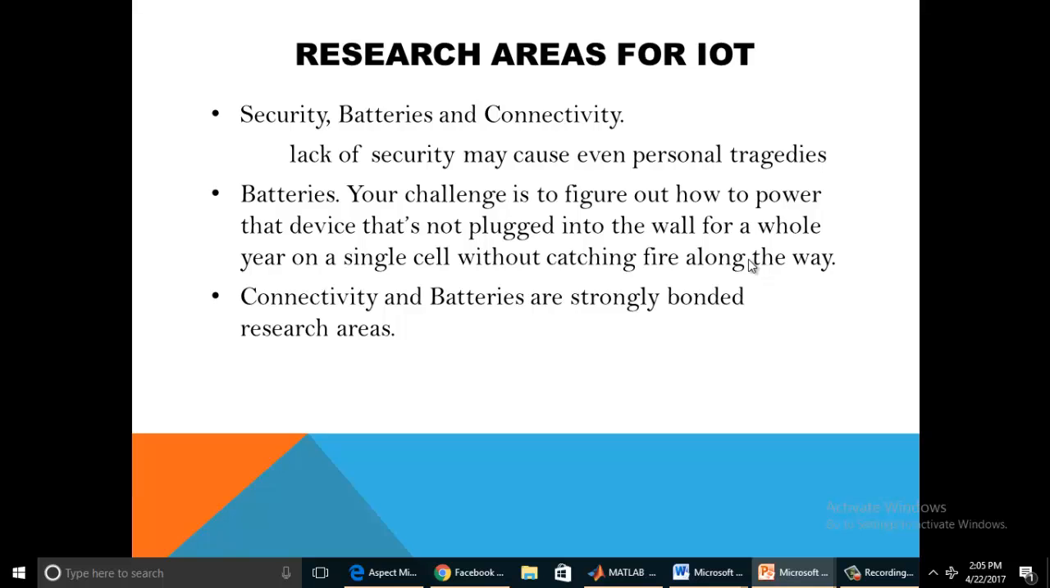Secondly, I mentioned the batteries. Lots of interesting Internet of Things devices are less interesting because they are relatively energy hungry compared to the environment you want to put them in. So that is very important. It's another important area of research in Internet of Things.